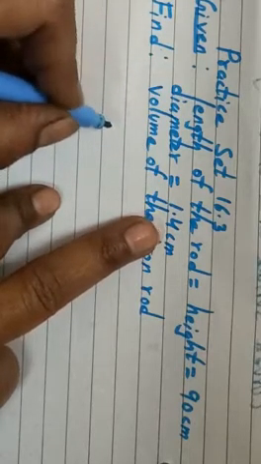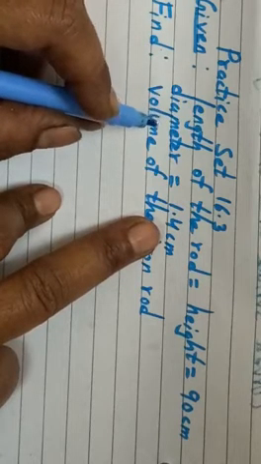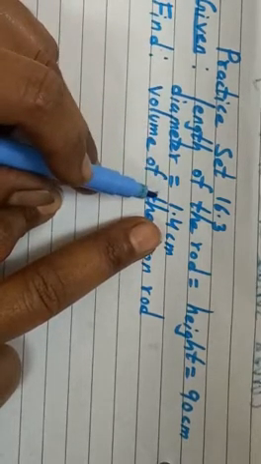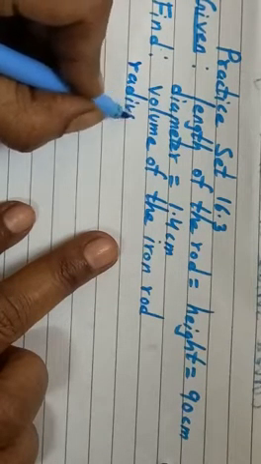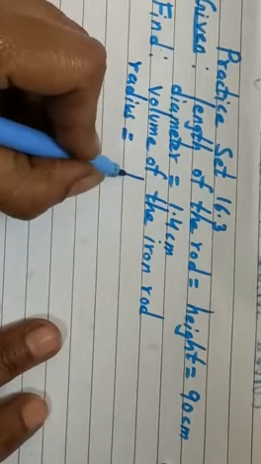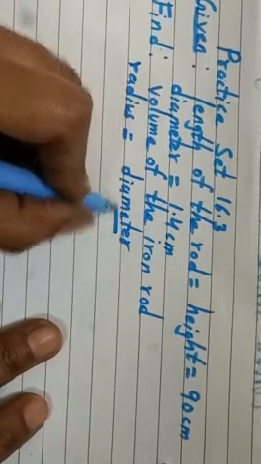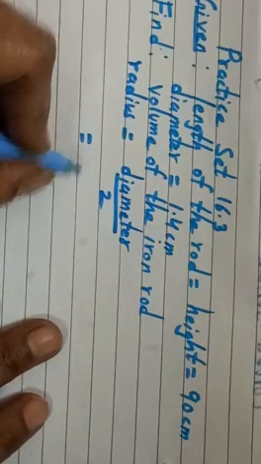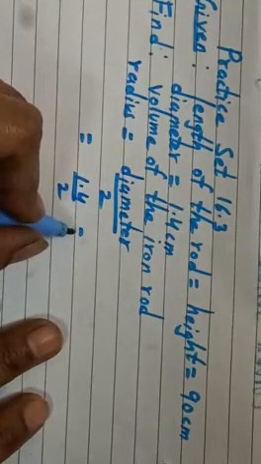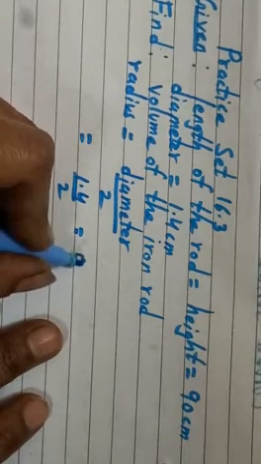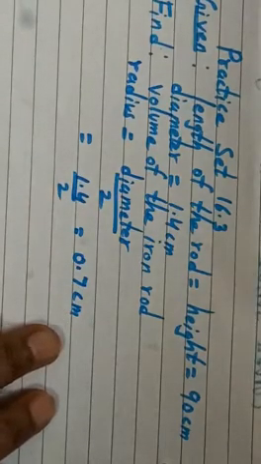What is the relationship between diameter and radius? Diameter is equal to 2 into radius. So radius will be half of diameter. So we can write radius is equal to diameter upon 2, which is equal to 1.4 upon 2, which is equal to 0.7 centimeter.